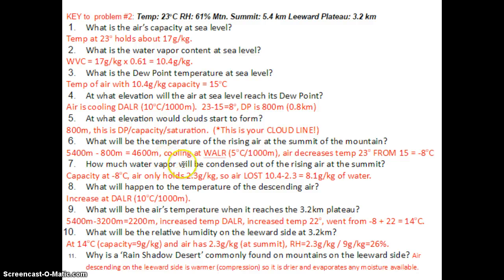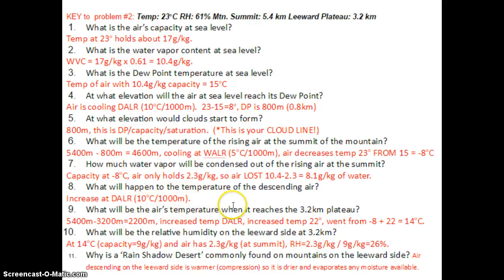So how much water will be condensed out? Well, remember, it started off with 10.4, and now it's at -8 degrees. It can only hold 2.3 grams per kilogram. At -8, colder air holds a lot less. So from 10.4 minus 2.3, I get 8.1 grams per kilogram of water vapor that was condensed out in the form of precipitation. So what's going to happen to the temperature of the descending air? It's going to increase at the dry adiabatic lapse rate of 10 degrees Celsius per 1,000 meters.